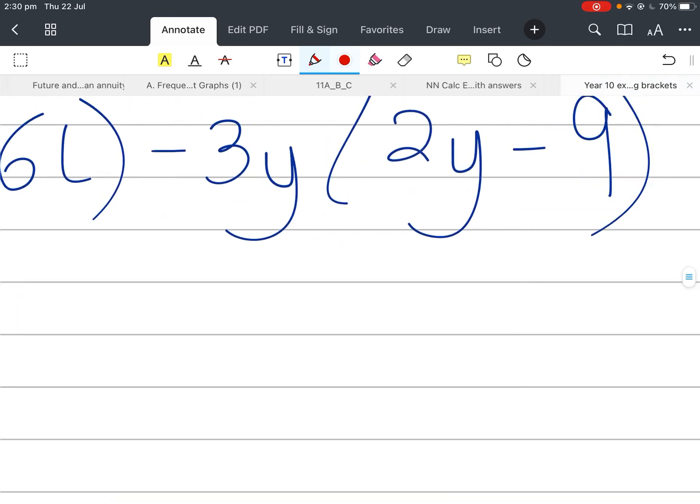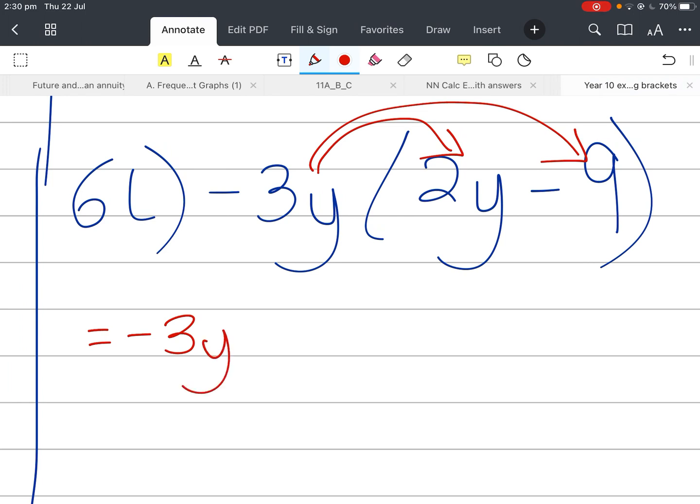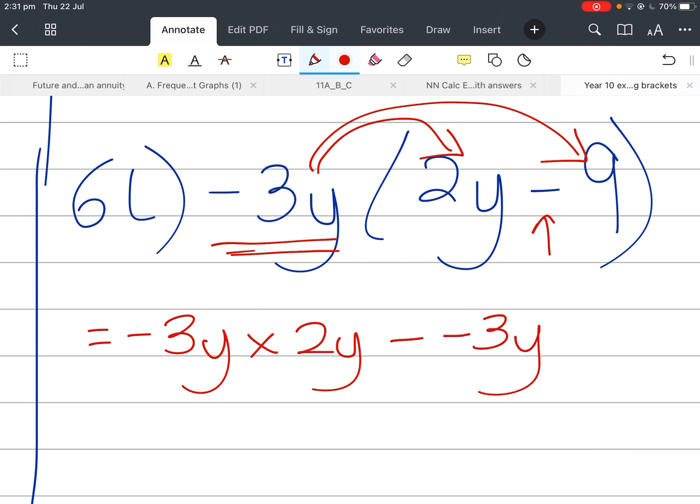All right. Let's try this one. Same sort of thing. Notice I like to use these arrows. You might like to use those arrows as part of your working as well. I'll leave that up to you. Here we go. -3, I multiply that by the first term, which is 2y. Now I have a negative there in between, so I'm going to write that down. Now my 3y at the front, remember it's -3y, so I have to write down another negative.